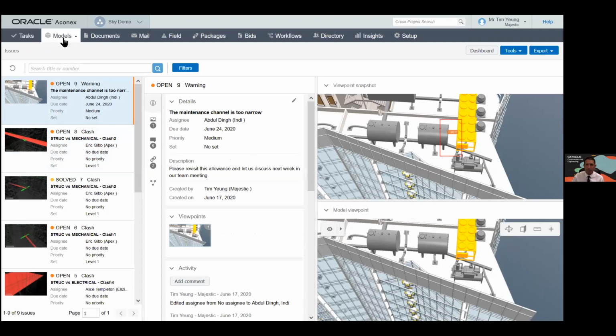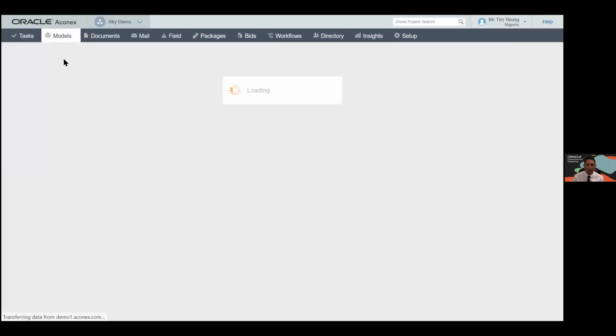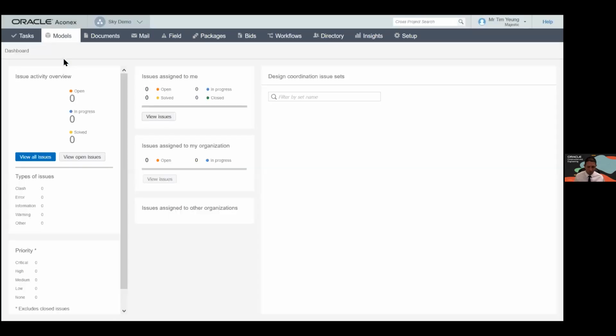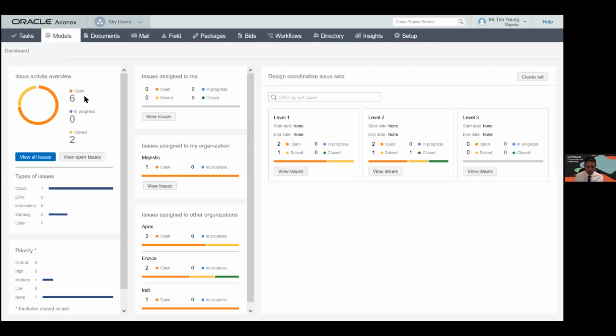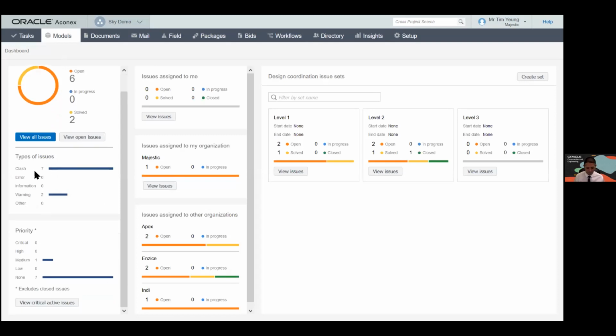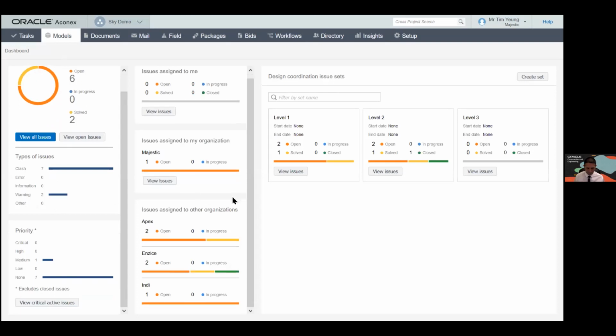And then of course, you want to be able to report on those issues. So for instance here, we've got 6 open issues. We've got 2 that have been solved. We can even see the types of issues. We've got a couple of clashes and 2 warnings. And of course, for your reporting, you can see the issues that have been issued against other organizations. We can see Apex has 2, NZ has 2, and Indy has 1.